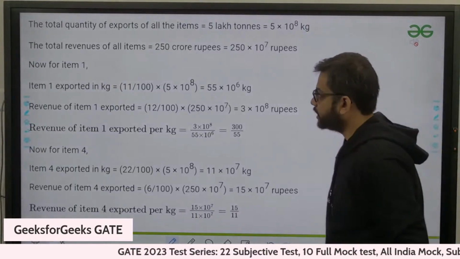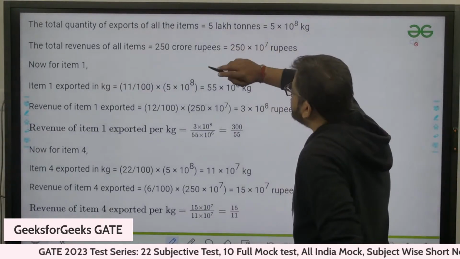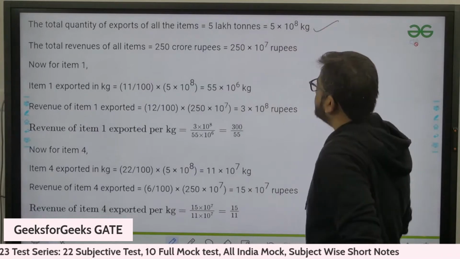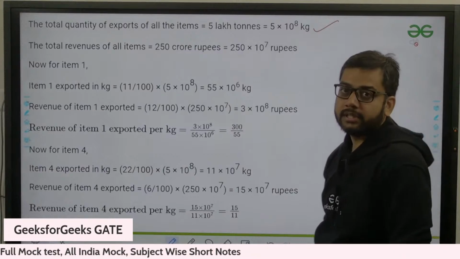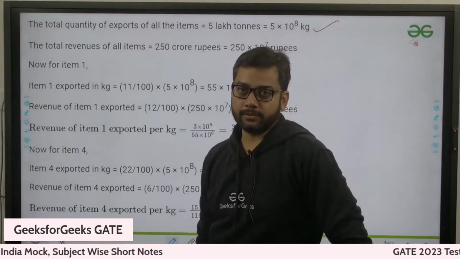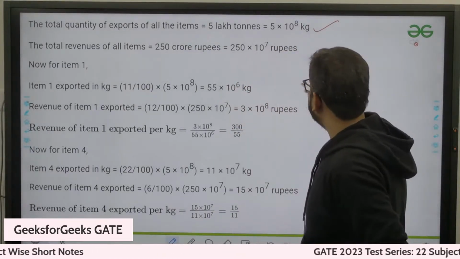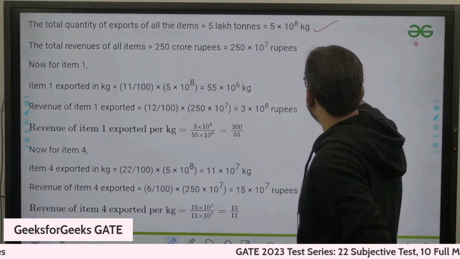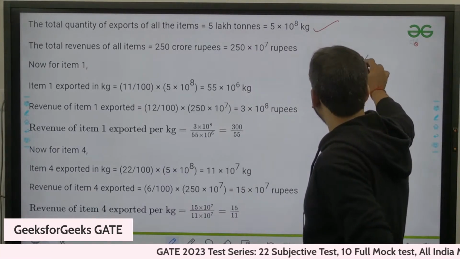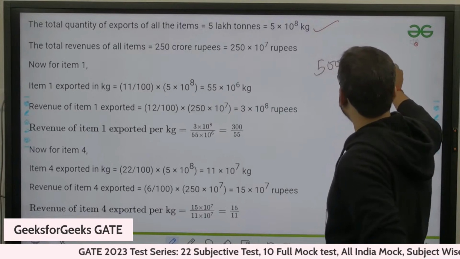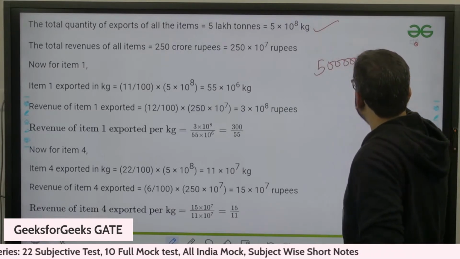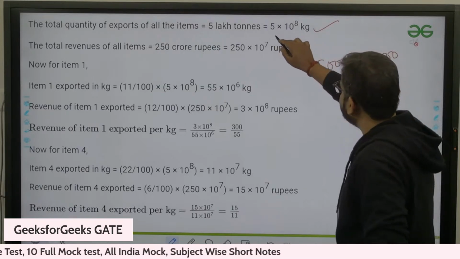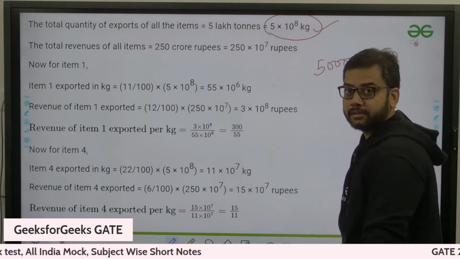The question is easy, see. First of all, the total export is 5 lakh ton. So 1 ton is basically 1000 kilogram. So 5 into 10 to the power 5 into 1000, so 1, 2, 3, 4, 5, 6, 7, 8. So 5 into 10 to the power 8 kilogram is the value.